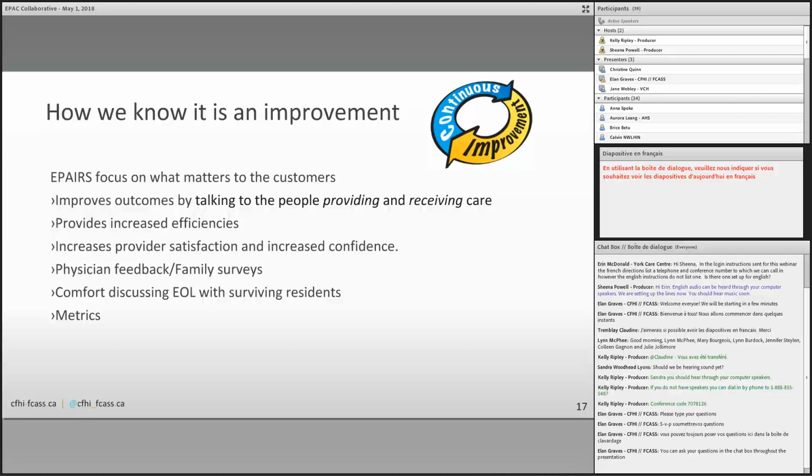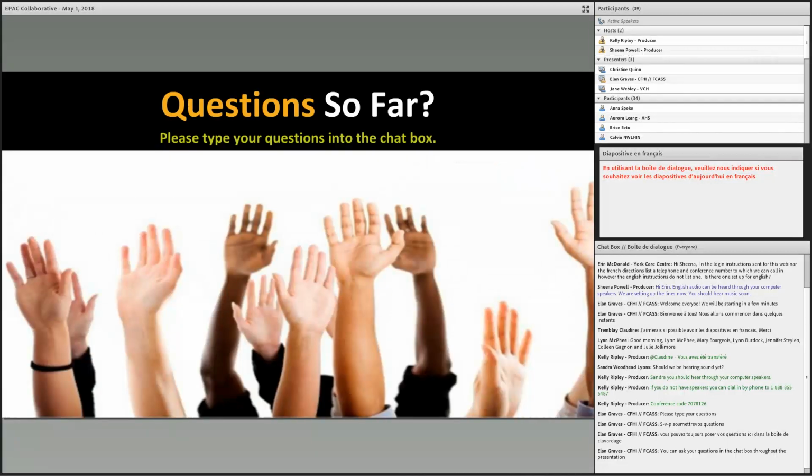And we look at how easy it is to actually have these end-of-life discussions with surviving residents, because once these conversations happen and this model is really embedded in the facility, then talking about death is no longer a taboo, and the surviving residents are actually joining in and telling what people want.